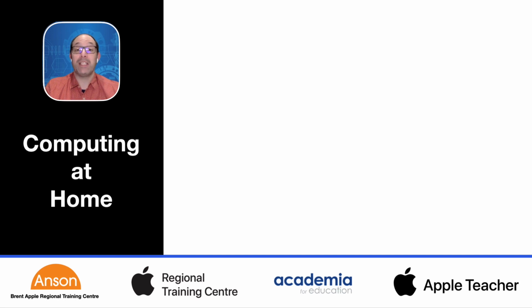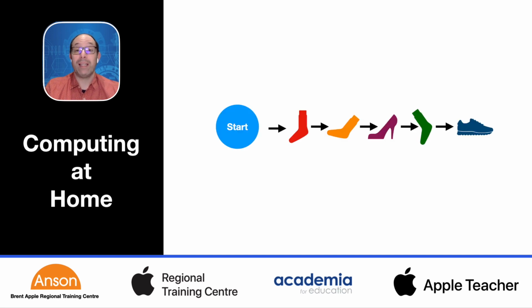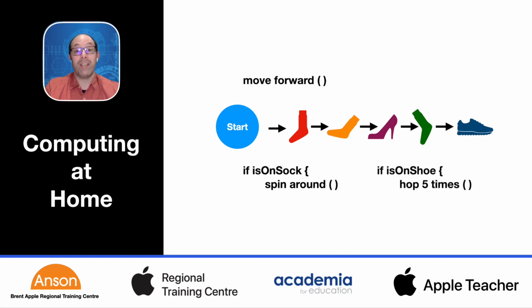So your final challenge is to set yourself your own little Byte assault course. You could set up a course like this. However, let's make it active. If you land on a sock, spin around. If you land on a shoe, hop 5 times. These are just examples, and you can choose your own activities if you land on something. And you don't have to use socks and shoes. You could use anything. The instructions for the assault course must be really clear.